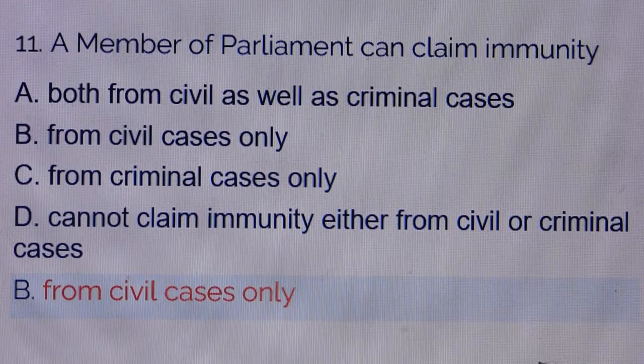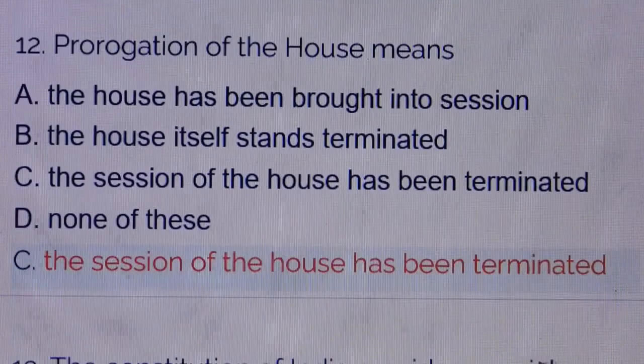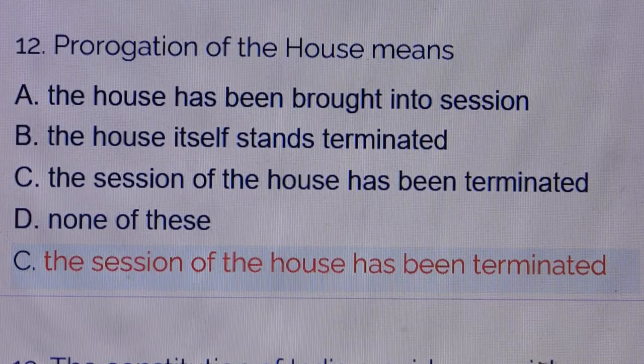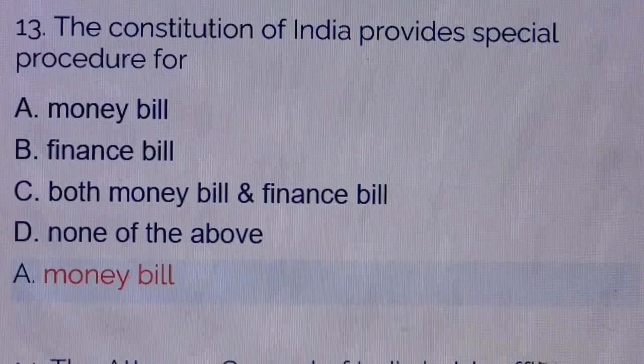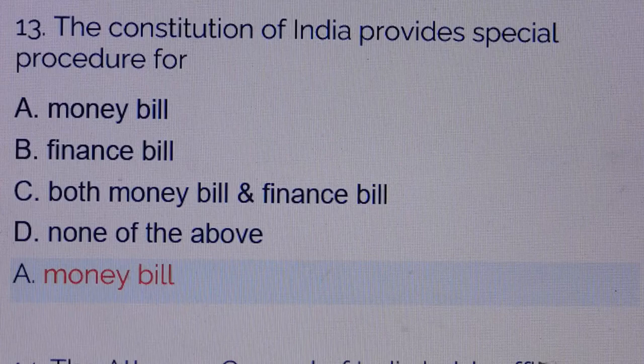Question number 11. A member of parliament can claim immunity. Answer is option number B. From civil cases only. Question number 12. Prorogation of the house means. Answer is option number C. The session of the house has been terminated. Question number 13. The Constitution of India provides special procedure for. Answer is option number A.